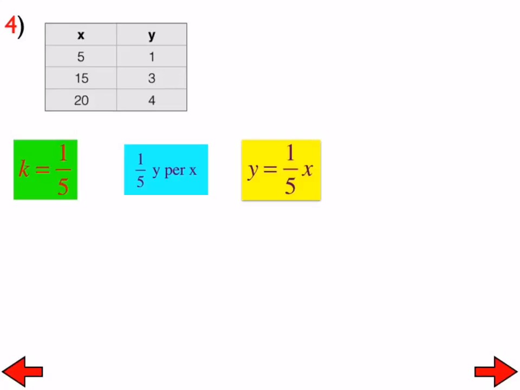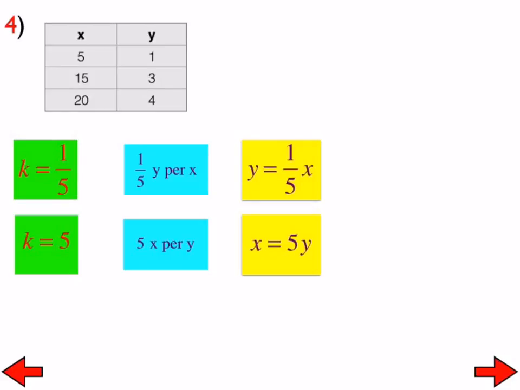The other direction, thinking that maybe X is the output and Y is the input, K is equal to 5. The unit rate would be 5 X's per 1 Y. And the equation would be X equals 5Y. Okay. Hopefully that's all clear.